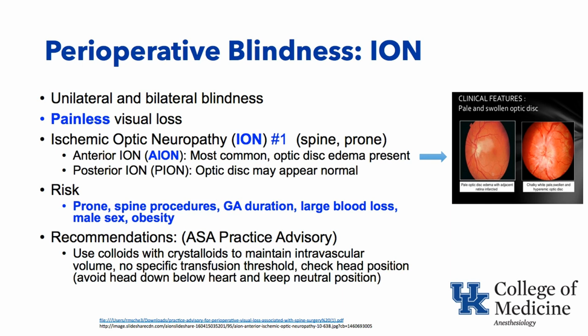who are obese. Some recommendations from the American Society of Anesthesiologists are that we mix colloids with our crystalloids to maintain intravascular volume, and that there is really no specific transfusion threshold where we should give blood. Let's say they're hemoglobin 7 or 8, we're starting to worry about whether there is going to be enough oxygen delivered to that optic nerve. There is no defined specific transfusion threshold that says we should give blood at some specific level. Check the head position. Avoid the head down below the heart and try to keep the head in a neutral position.